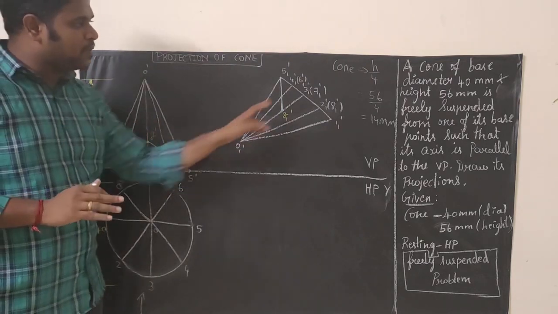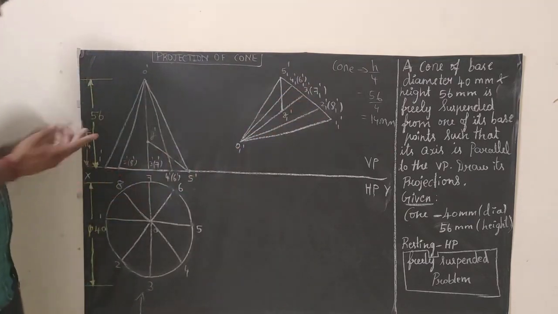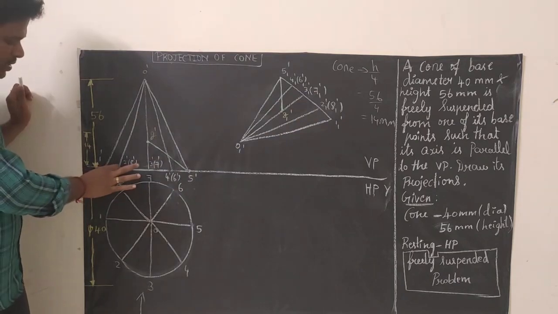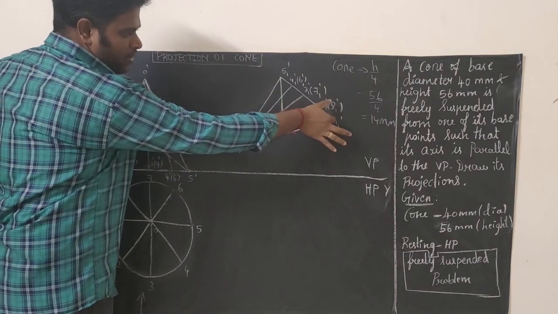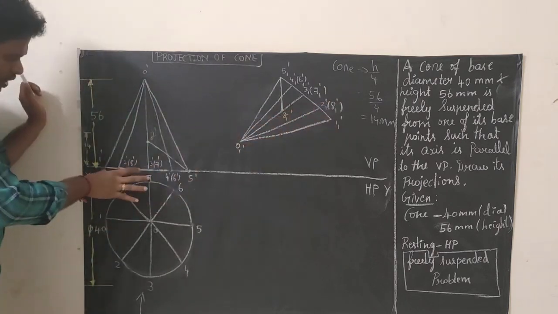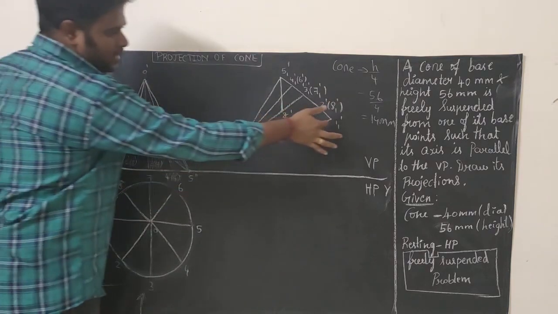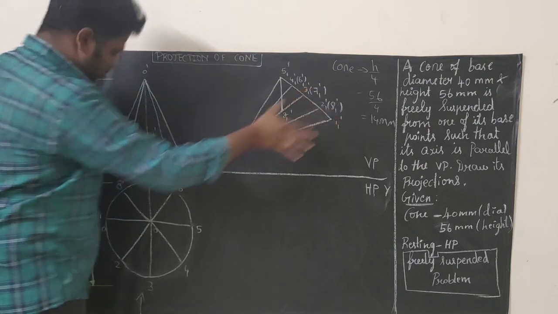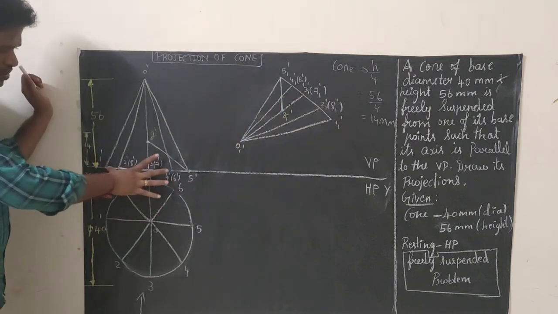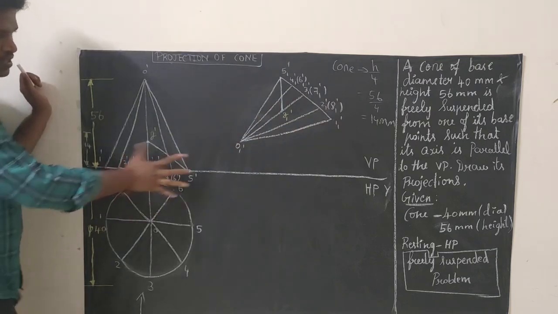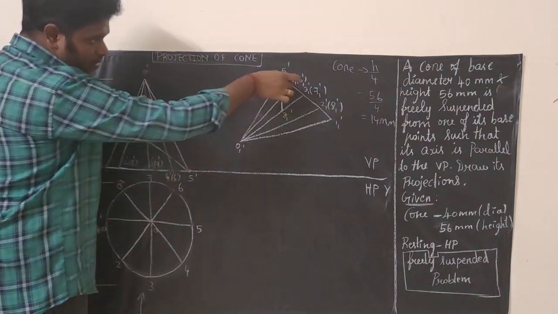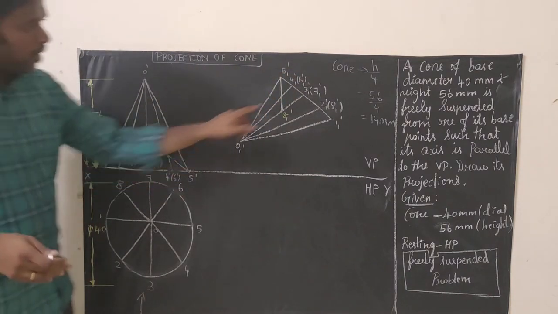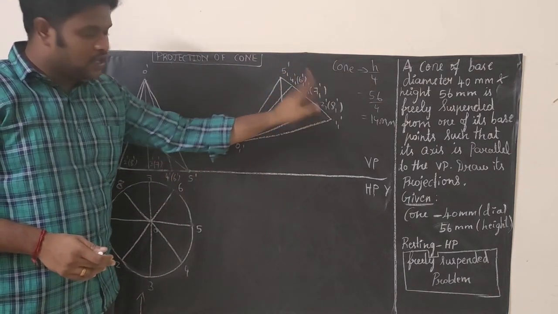The next step is how to plot this point. It's very simple. Measure this distance from 1 dash to 2 dash. The same distance you will have here from 1 dash to 2 dash. From 1 dash to 3 dash, how much distance? The same distance. 1 dash to 4 dash, how much distance? The same distance you will have. Or 5 dash to 4 dash, how much distance? The same distance you have. So mark the point here, here, here and name it.